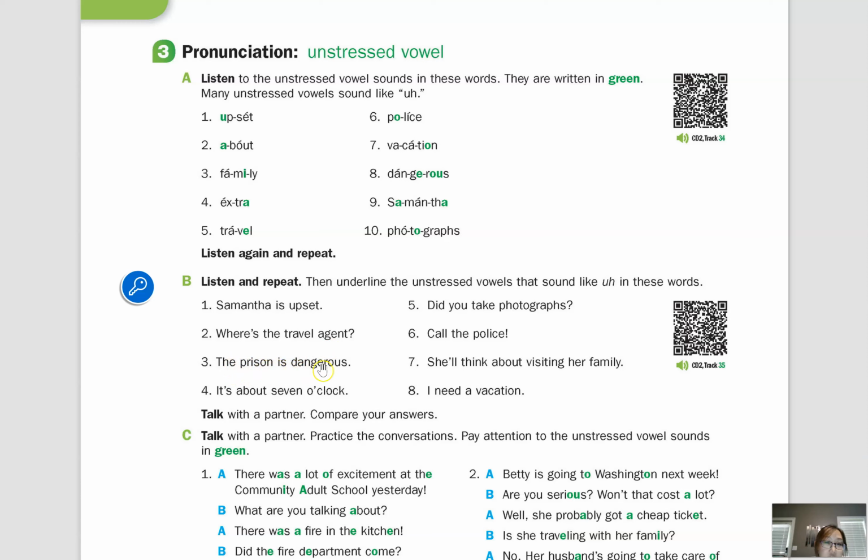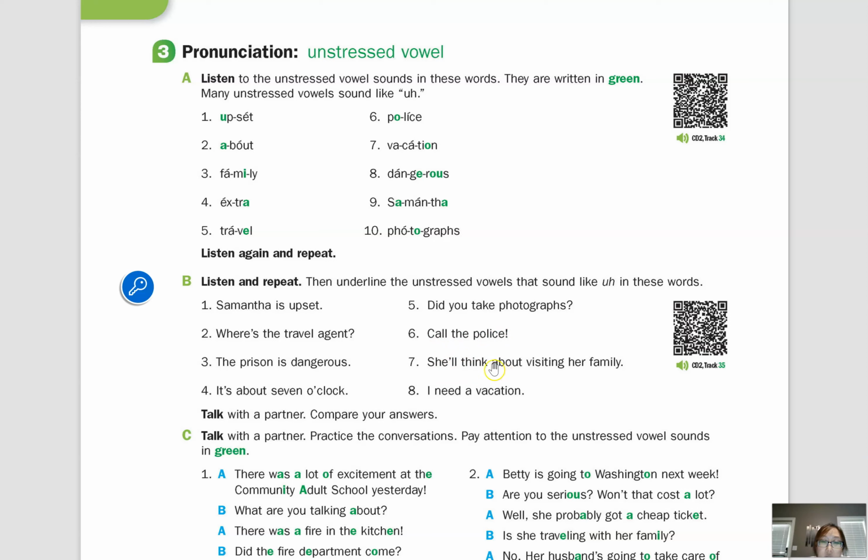The prison is dangerous. You can see dangerous here. And then it's about, so about, 7 o'clock. Even though there are 2 E's here, this syllable is stressed. So this E sounds like "eh." We do not say "seven" with a full vowel, we say seven. And then o'clock. Did you take photographs? We don't say it with a full vowel. We say photographs. Call the police. So the "uh" and then police.